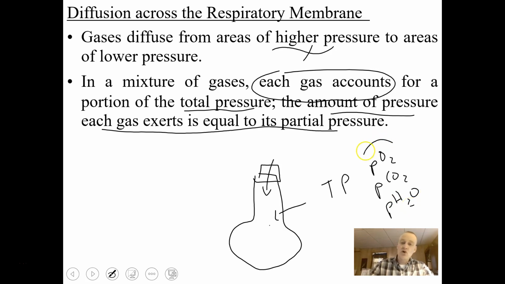Okay, so all of these partial pressures are going to equal the total pressure. So each gas will exert a little bit of that total pressure, and that's going to equal its partial pressure.